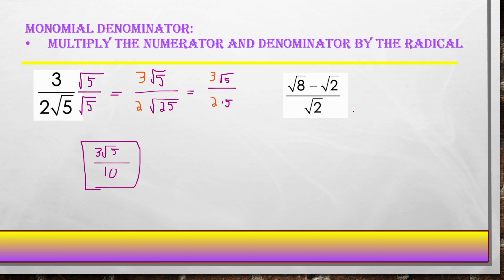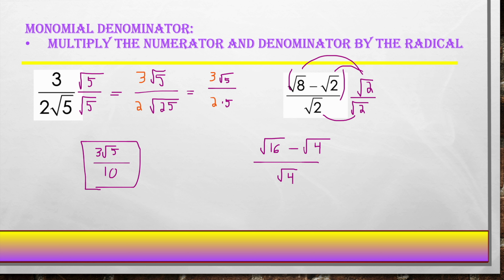The second one looks a lot worse, but it's kind of the same thing. You just multiply the top and the bottom by the square root of 2. So now on the top here, we actually have to distribute this root 2 to both of the terms. We have that minus sign there, so we need to make sure both numbers get the root 2. So the square root of 8 times 2 is 16, and the square root of 2 times the square root of 2 is the square root of 4. And the bottom, we get that same thing. The square root of 2 times the square root of 2 is 4.